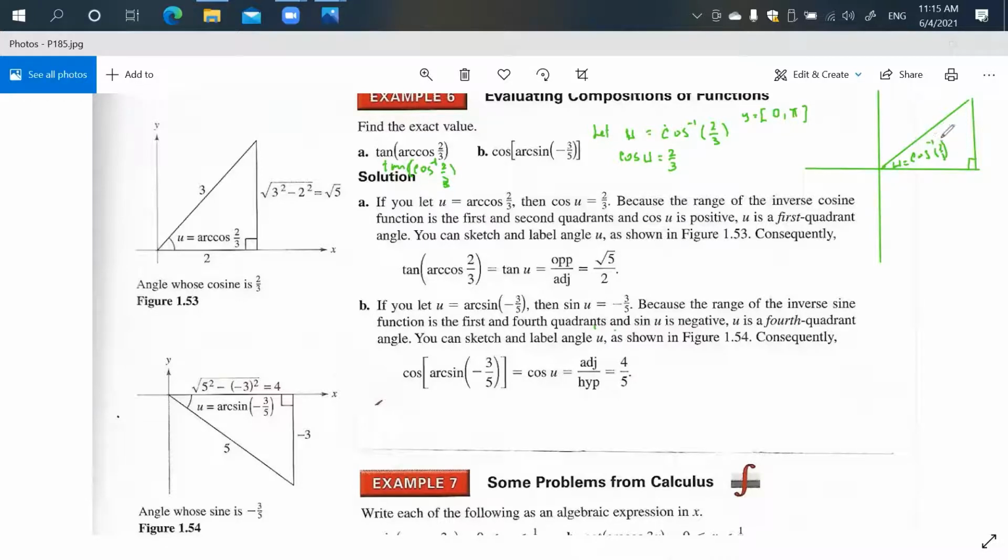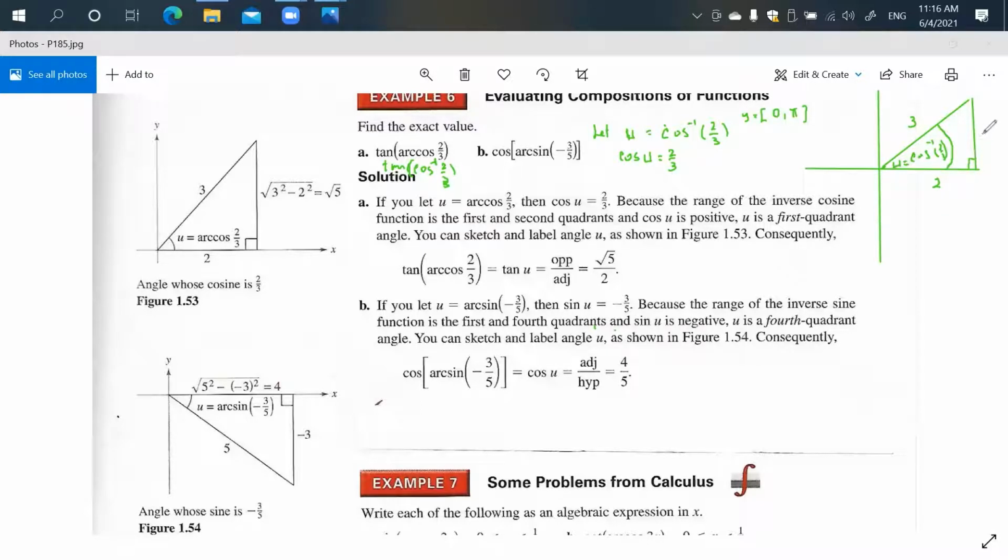So this means this angle, the whole angle here, is u. Then you say cosine u, right? Cosine u is adjacent over hypotenuse. So 2/3 right here, correct? Adjacent over hypotenuse.